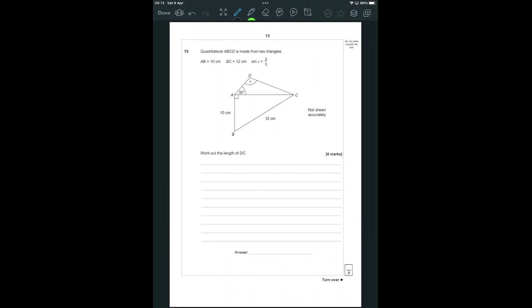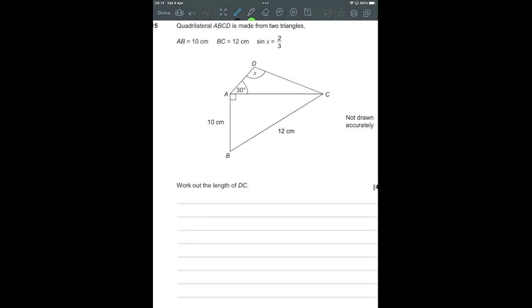Question 15. We have a quadrilateral made from two triangles. We've been told a couple of things. We've even been told what the sine of x is, which is quite nice. That's maybe a bit of a hint about what method we're going to end up using. We want to find the length of CD. I'm going to label it y over there. X has already been used.